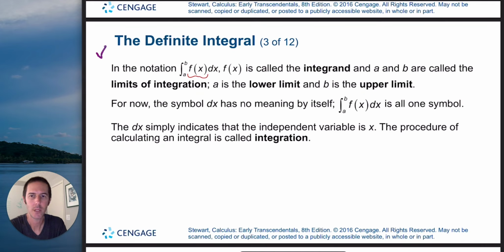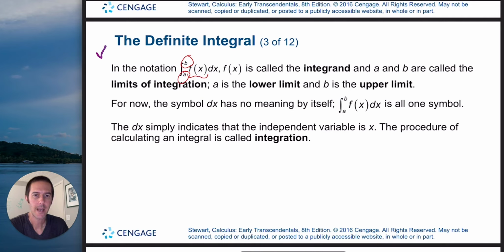And a and b are the limits of integration. You've got a lower limit and an upper limit. And typically, I'll say, at the moment anyway, the number that's at the bottom here, which is represented by a, is going to be less than b.